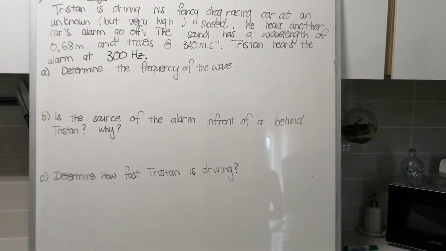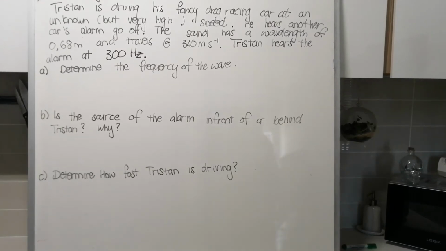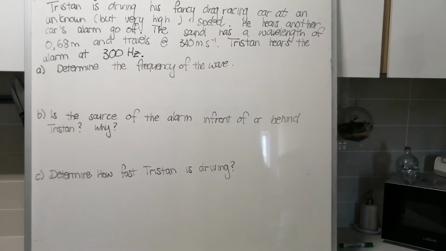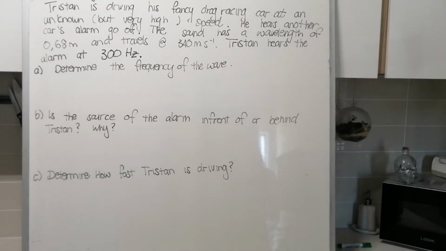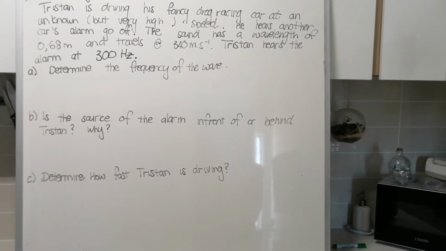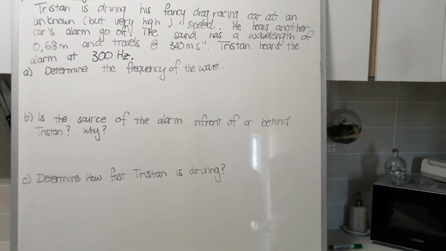So we've got Tristan driving his fancy drag racing car at an unknown but very high speed. He hears another car's alarm go off. The sound has a wavelength of 0.68 meters and travels at 340 meters per second. And Tristan hears the alarm at 300 hertz, and we need to determine the frequency of the wave.